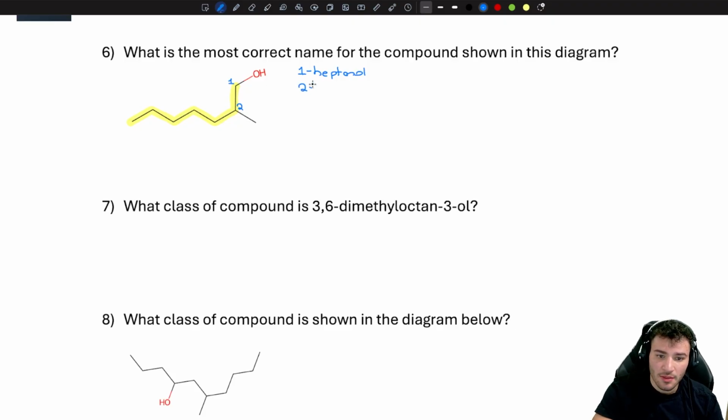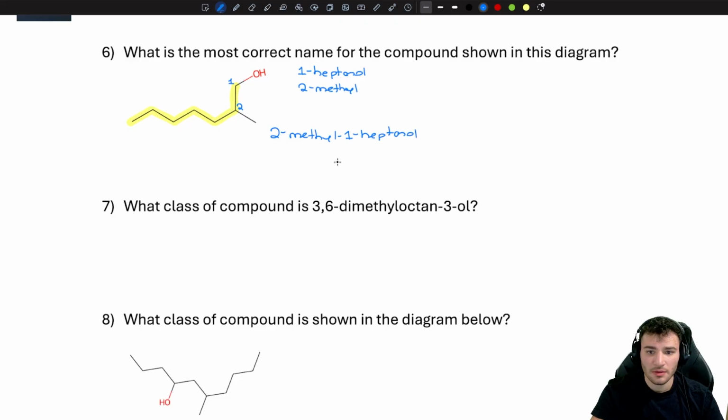And then you have 2-methyl. There's a method to my madness. Every checklist that I give you guys is something that I really want you guys to follow. You'll be getting the IUPAC name correct every single time.